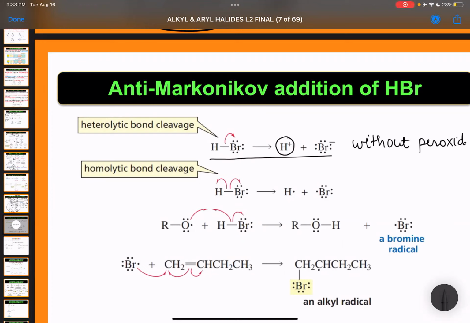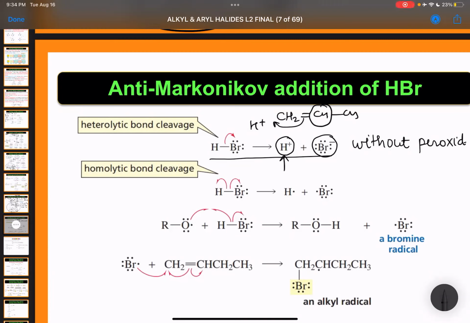It breaks into H plus and Br minus, and on the double bond, the H plus approaches the double bond because H plus is an electrophile, it needs electrons. So it approaches the double bond and takes away the electron in a way such that it gives a more stable carbocation. The carbocation will come in the middle, and there the Br minus will go and join itself.